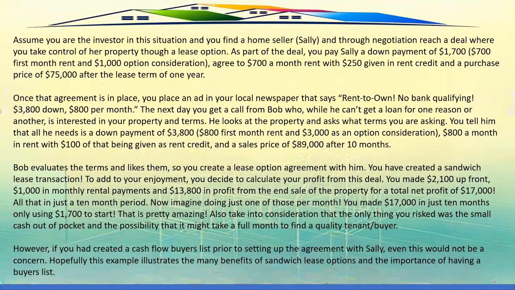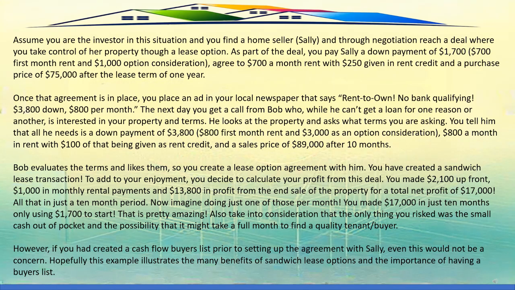Assume you are the investor in this situation and you find a home seller, Sally, and through negotiation reach a deal where you take control of her property through a lease option. As part of the deal, you pay Sally a down payment of $1,700, $700 first month rent and $1,000 option consideration, agree to $700 a month rent with $250 given in rent credit and a purchase price of $75,000 after the lease term of 1 year.